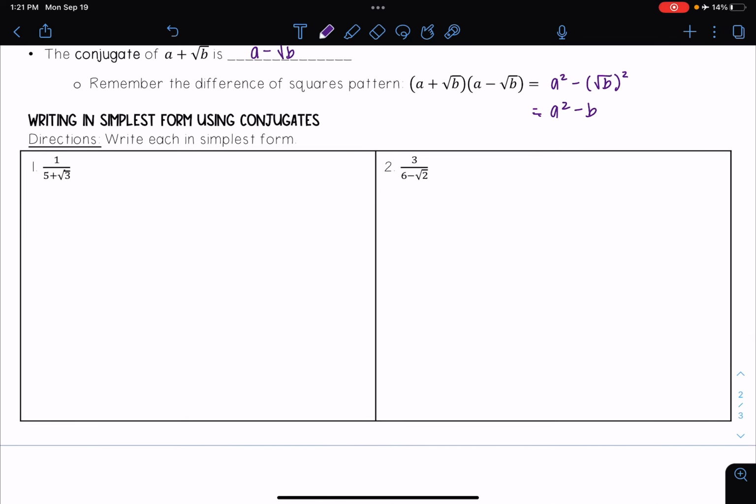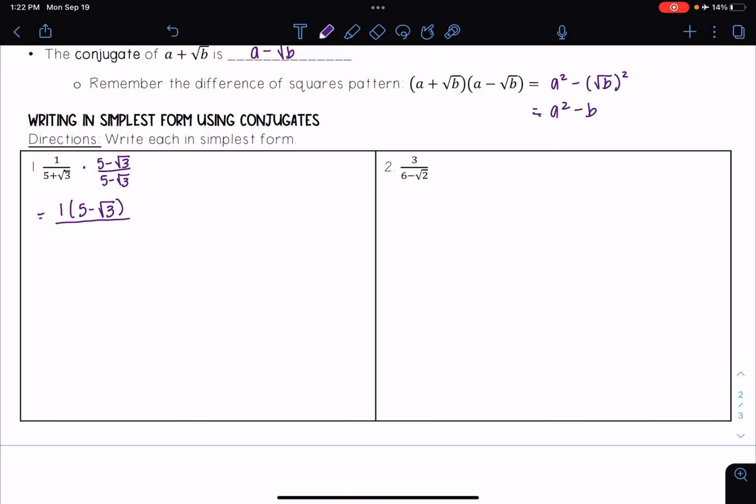So looking at the first one, I want to write this in simplest form. I know this isn't in simplest form right now because I have a radical in that denominator. So in order to get rid of that radical, I'm going to multiply it by its conjugate. Remember, the conjugate is going to look exactly the same, but I'm changing that sign in the middle to be the opposite. So since this one's 5 plus square root of 3, I'm going to multiply top and bottom by 5 minus the square root of 3. So when I do that, I have 1 times 5 minus square root of 3 over here.